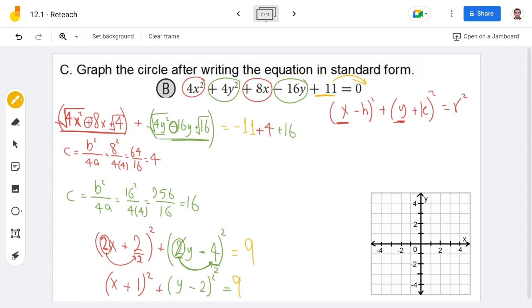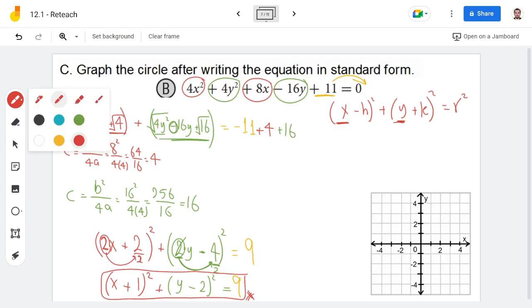Now, did I have the formula? Yes. So now this one is my final answer. So now I have the circle formula. Now let's graph it. To graph it, I have to do two steps.